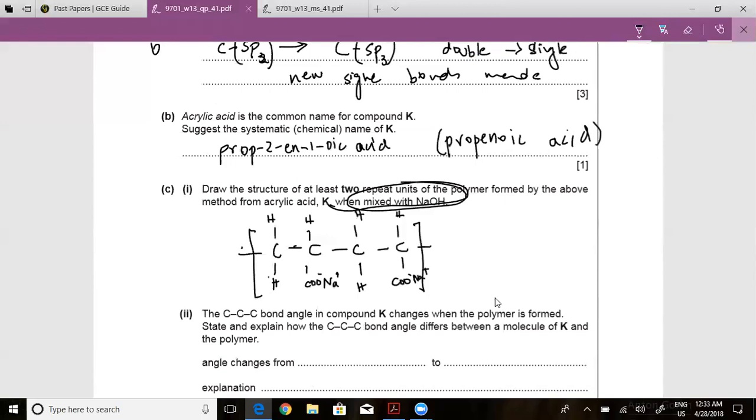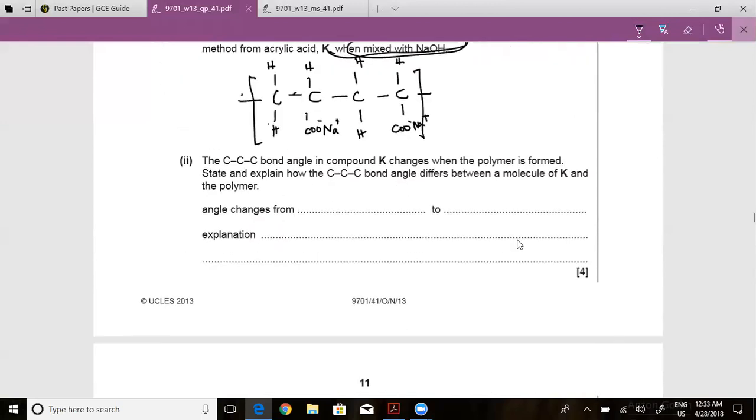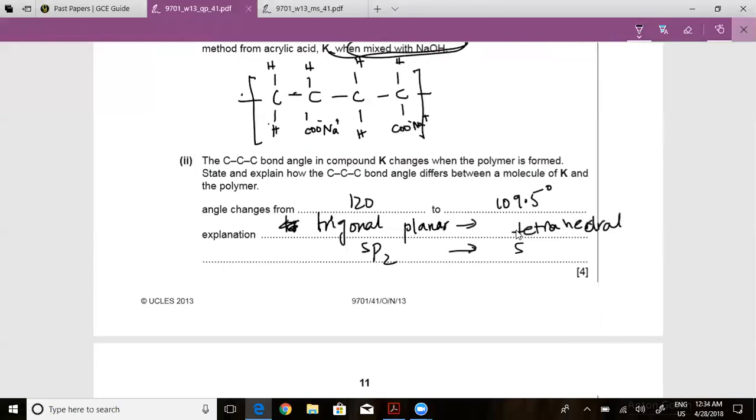Just remember this. The C-C angle changes from 120 to 109.5. So basically, trigonal planar to tetrahedral. Yeah, it was trigonal planar, now tetrahedral. Or you could write from 3 bond pairs to 4 bond pairs, or sp2 to sp3, whatever you get. Okay.